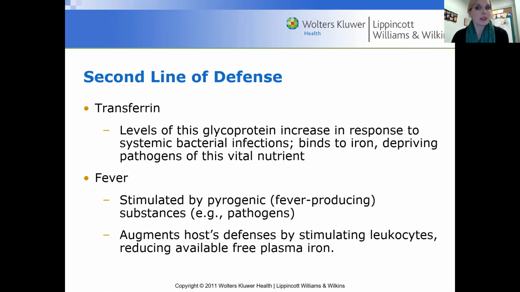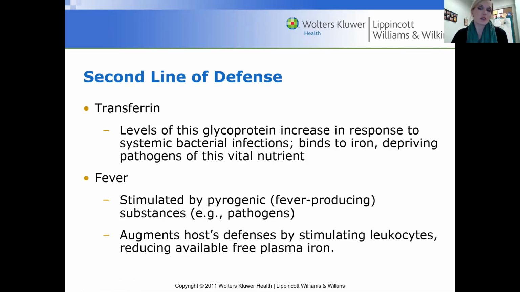We also have fever. I know all of us have probably experienced fever at some point in our lives, or our kids have. Fever is stimulated by pyrogens, which simply means fever-producing substances, or pathogens. What this does is augment the host defenses by stimulating leukocytes, which, remember, are our white blood cells. And this reduces our free plasma iron.